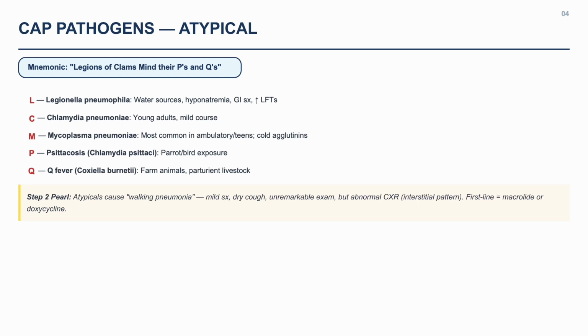P is psittacosis from Chlamydia psittaci, exposure to parrots or birds. Q is Q fever from Coxiella burnetii, exposure to farm animals, especially parturient livestock. The Pearl: atypicals cause walking pneumonia, mild symptoms, dry cough, unremarkable exam, but an abnormal interstitial pattern on chest X-ray. First-line treatment is a macrolide or doxycycline.